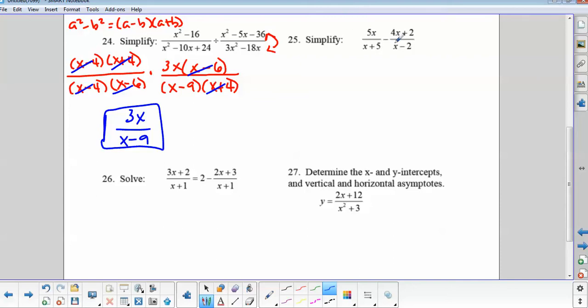Alright, to add or to subtract, you need to have a common denominator. And there's nothing to factor in these denominators, so my common denominator is going to be x plus 5 times x minus 2. This fraction needs the x minus 2, so you need to multiply by x minus 2 in both numerator and denominator. And this fraction needs the x plus 5.